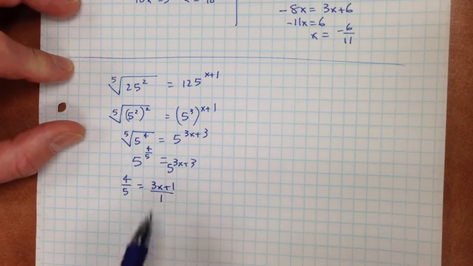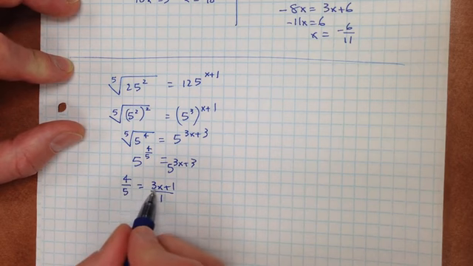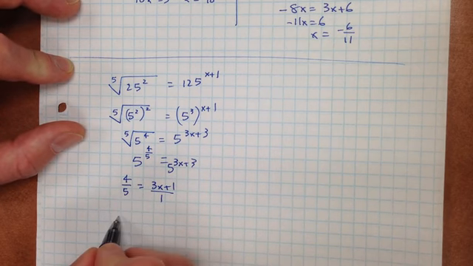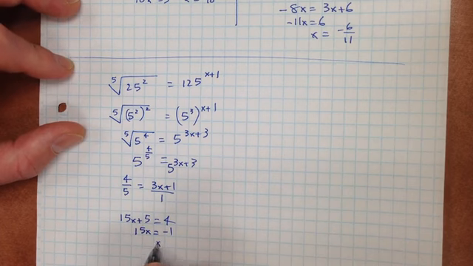One way of dealing is a proportion, so cross multiply. Don't forget to distribute this 5 to all that, giving us 15x plus 5 equals 4. 15x equals -1, x equals -1/15.